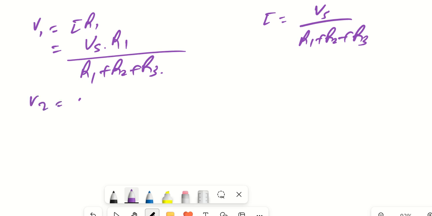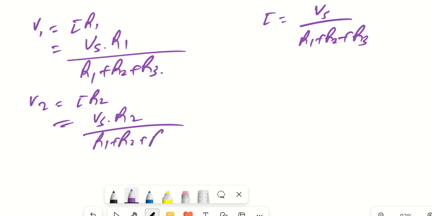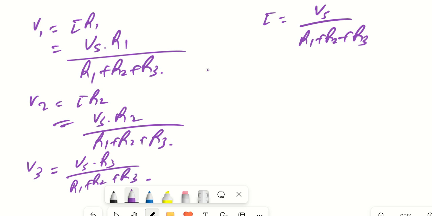Similar to that, V2 is going to be I into R2, which is nothing but Vs into R2 by R1 plus R2 plus R3. Similarly, can we write it down? V3 is going to be Vs into R3 divided by R1 plus R2 plus R3.